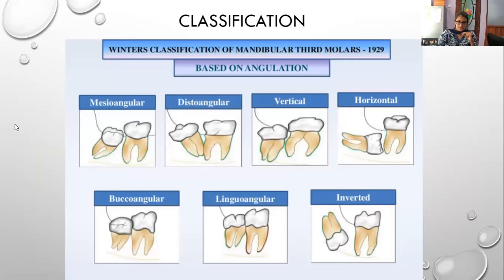Coming to the classification of third molar impaction, you have various classifications. So the first one is based on angulation. So you look at the angulation of the third molar in relation to the second molar. So you have it classified as mesioangular, distoangular, vertical, horizontal, buccoangular, lingoangular, and inverted. So this classification was put forward by Winter. So this is Winter's classification based on angulation.